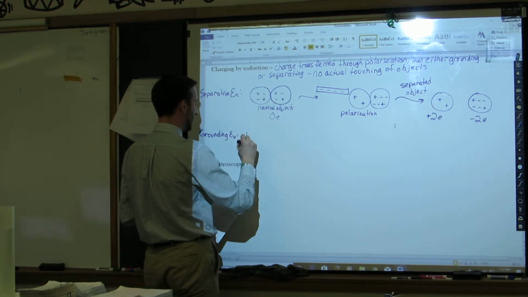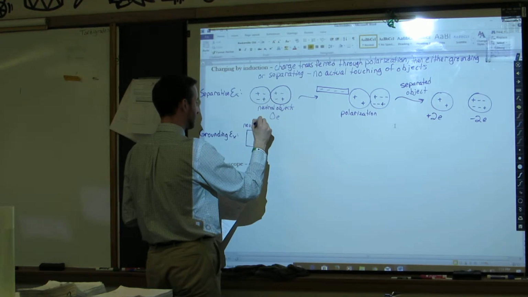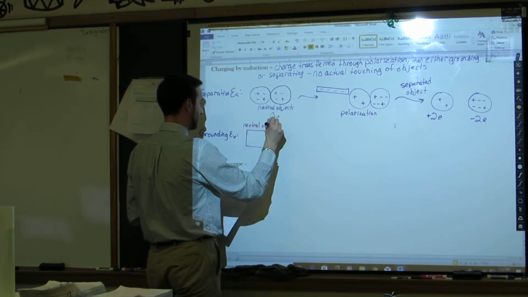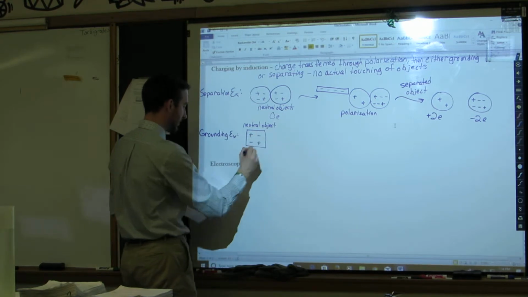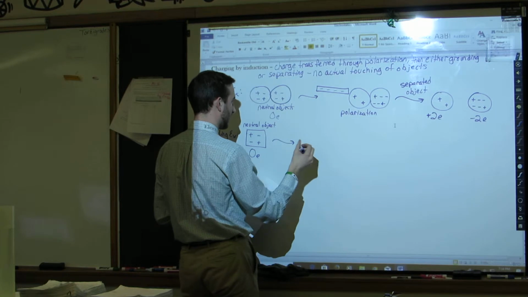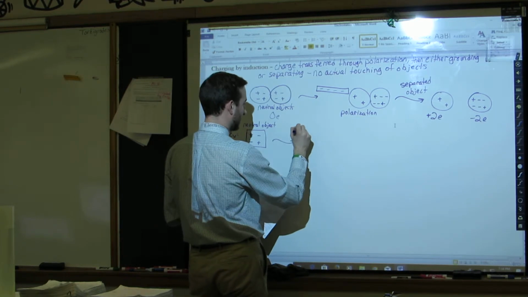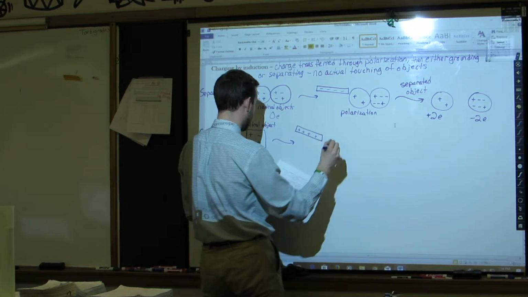Again, we're going to start with a neutral object. Here's our neutral object, plus minus, minus plus. Okay, net charge is 0e. We're going to start it off the exact same way. We're going to bring in, let's do a positive rod this time. Plus, plus, plus, plus.